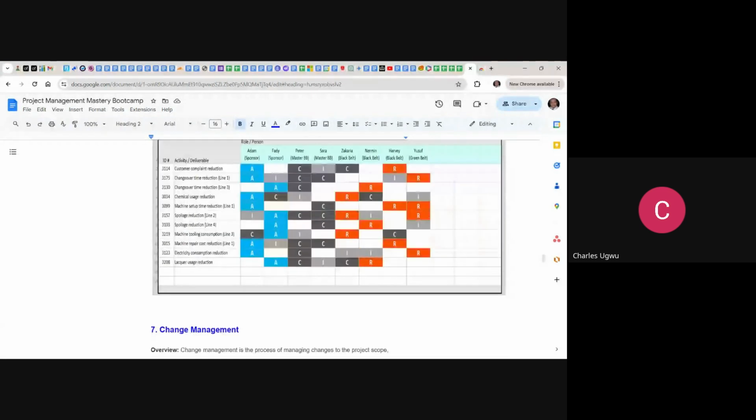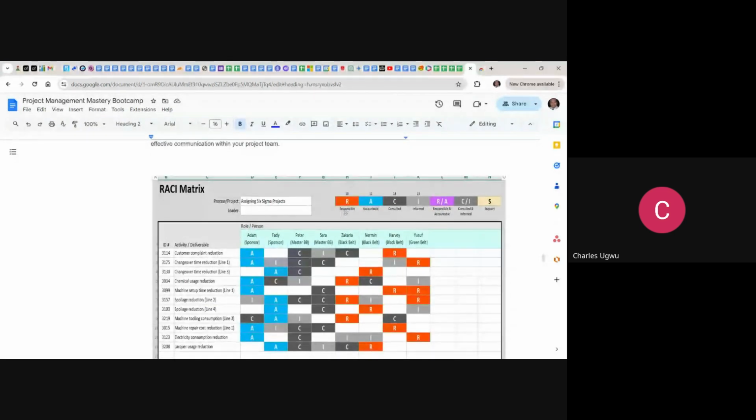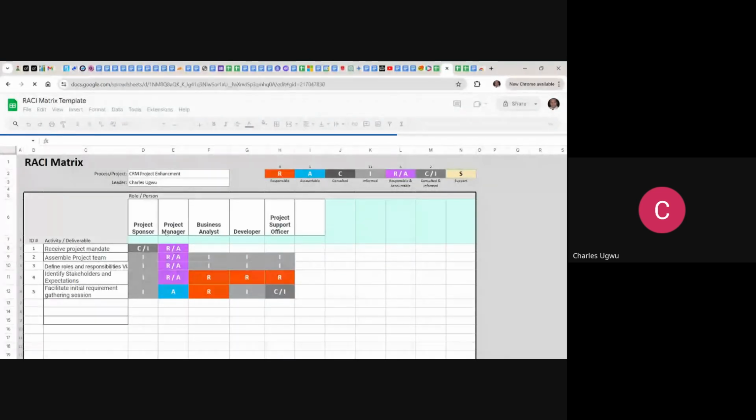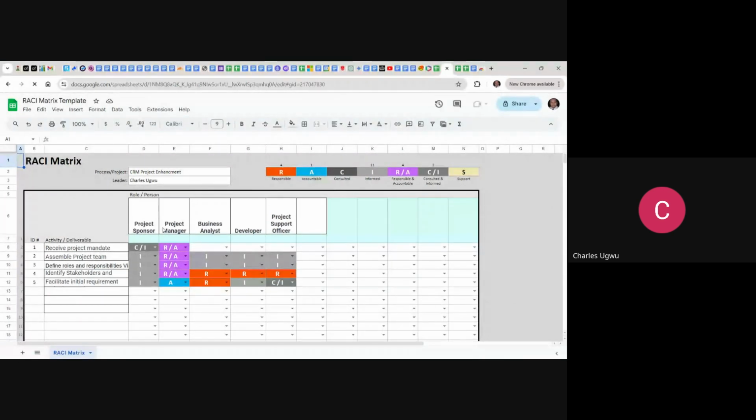So without wasting time, let me jump into the copy of the RACI we are going to be using. So this is it here. This is a copy I'm going to share with you, which all of you are going to use for this project. Now you see here, receive project mandate. Who is supposed to do that? You come over here, it is the responsibility of the project manager. Here we see responsible, accountable, consulted, and informed. And then we see some people who are going to be accountable, and it's still their responsibility to do that.